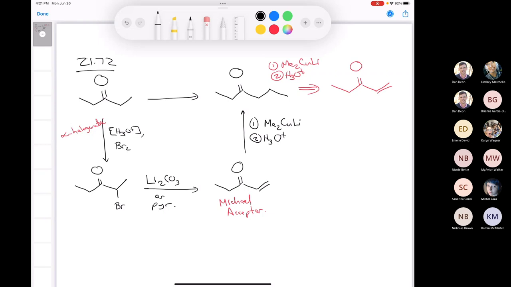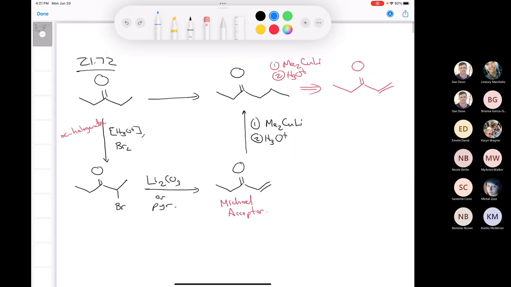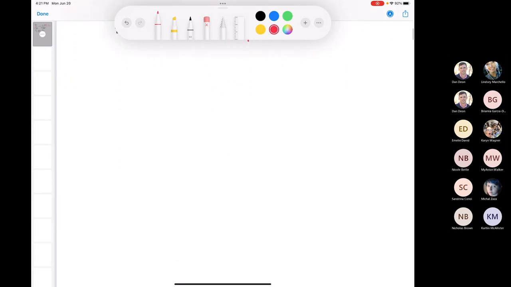However, I would say, and I'm not sure if this is covered in the solutions manual or not, but there is another way to do this reaction. There is another way to make this compound. It might not be as elegant as using a Michael addition. So this is a Michael addition reaction. But I think there's another way to do it, and that would be to use the Baeyer-Villiger reaction. So an alternative method would be to start with the same ketone.